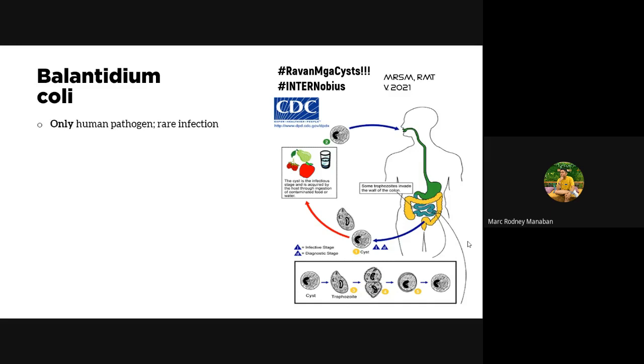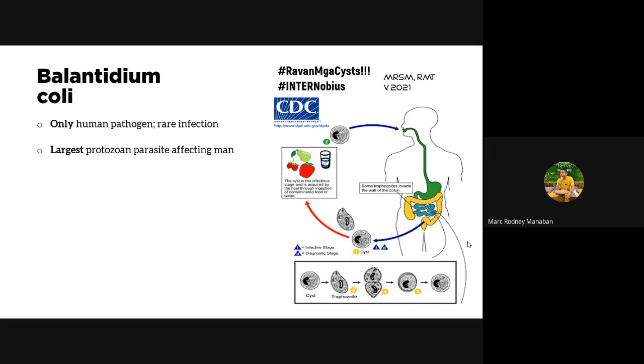And infection is also rare in the US, in first world countries. But in the Philippines, this is quite common. Balantidium coli can be recovered. Now, aside from being the only pathogenic ciliate, it's also the largest. Press the buzzer, these are the characteristics of Balantidium coli.